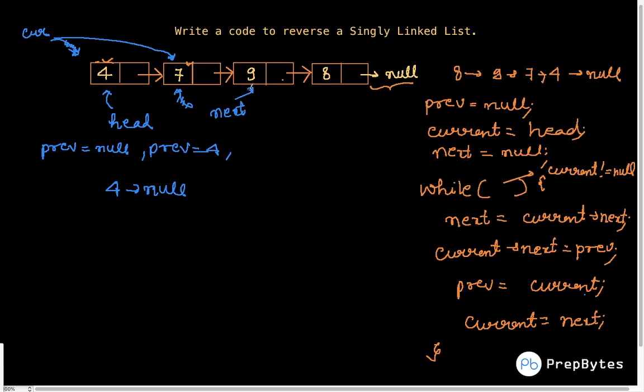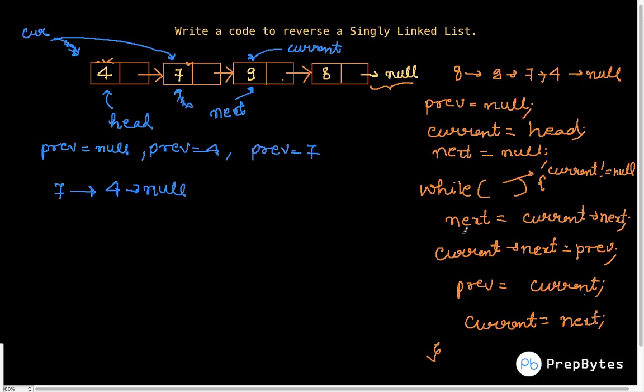This is my new next. Then I do current next equal to prev. Now what is my prev? 4. So 7 next becomes 4, the next of 7 becomes 4. Okay, this is how my list looks right now. And then we update our prev to current, so my prev becomes 7, and my current becomes next. So now current starts pointing to 9. This is my current. Okay, now I again run the loop.